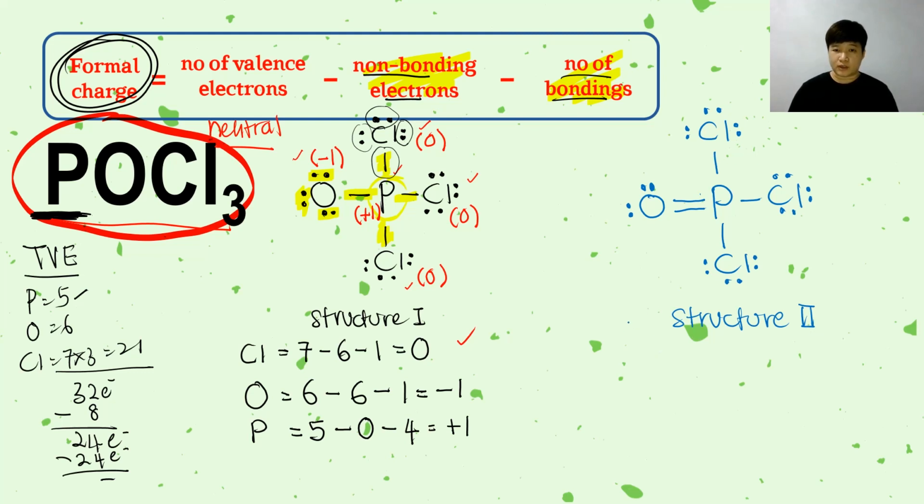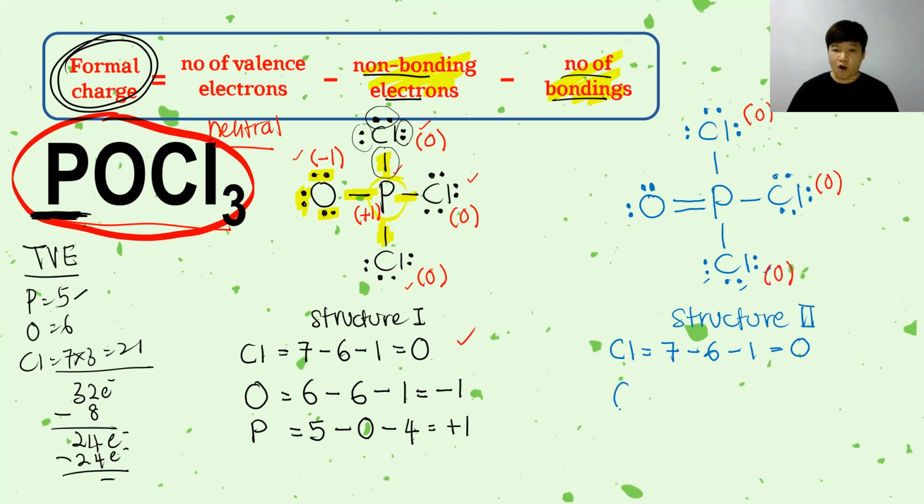So we only calculate one time. For the chlorine over here, valence electron 7 minus non-bonding electron, I have 6 non-bonding electrons, minus 1 bond, number of bonds, minus 1. So the chlorine over here again is 0. So all the chlorine over here have a formal charge of 0.